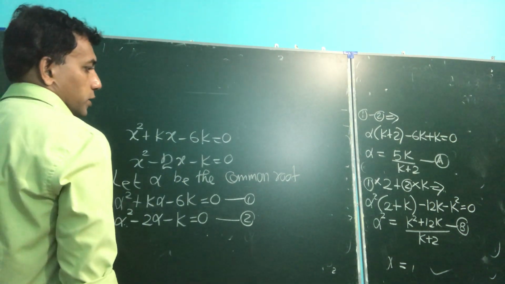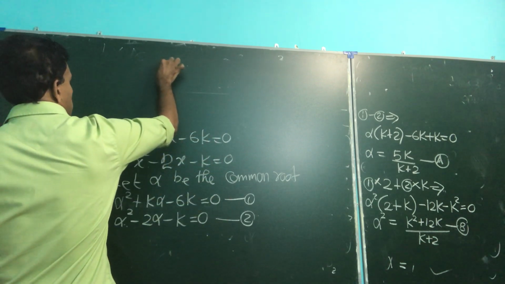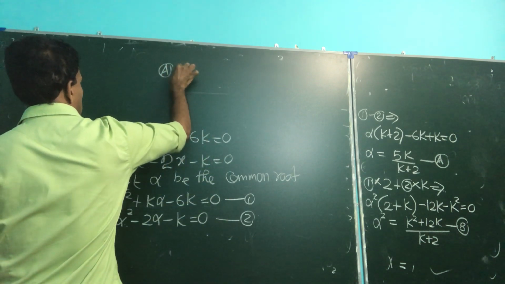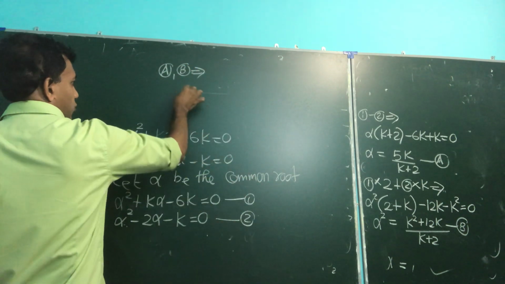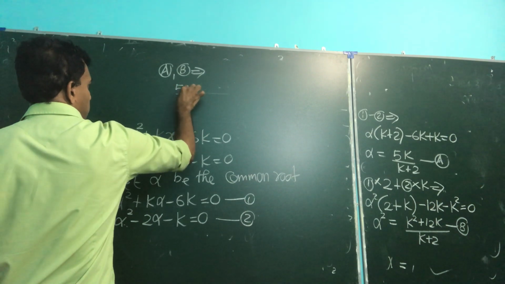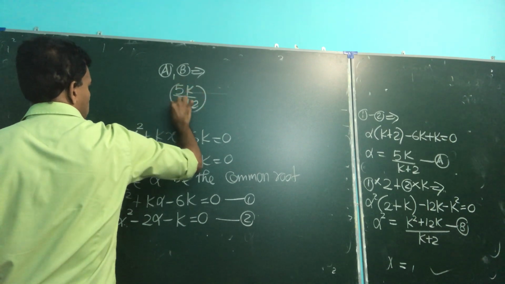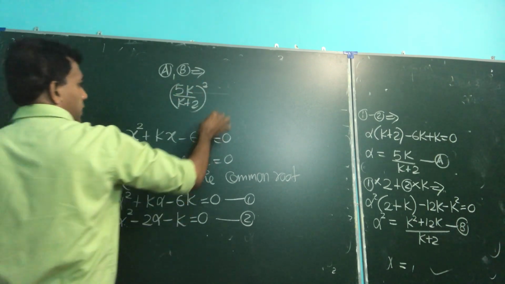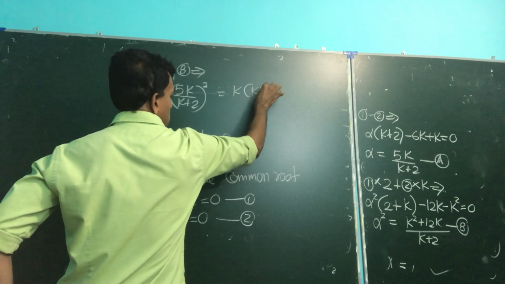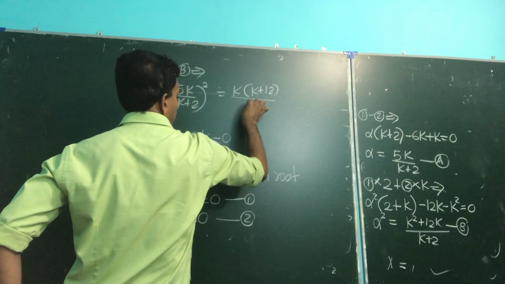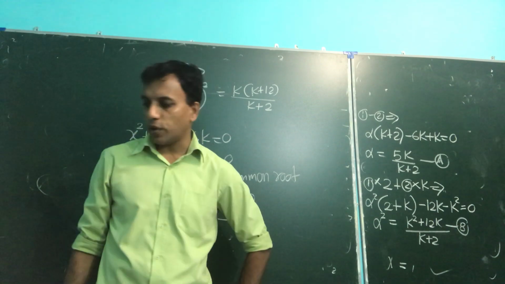So connect both alpha and alpha square, equate. So a comma b, what do you mean? One is alpha, its square, no? Therefore, (5k over k plus 2) squared. The other one, can I take the k out? k plus 12 over k plus 2, right? Now is the primary solving. Solve this equation.